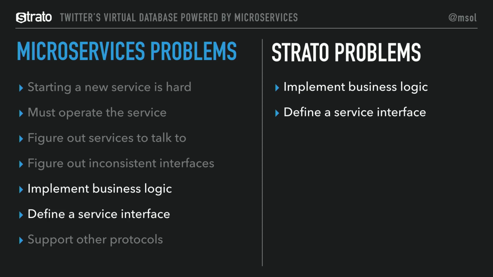You get to focus on implementing your business logic and defining your interface, in this case through a simple type definition. That means we eliminated quite a few steps. We don't need to start a new service. We don't need to operate that service. We don't need to do as much work to figure out which services to talk to. We don't need to figure out inconsistent interfaces, because they're predictably generated from types, and batching is handled for you, and errors are always handled uniformly. And we don't need to support multiple protocols, because once we expose type data, it generates APIs automatically based on those types. And that leaves us with the part that really only people can do currently, which is implement business logic and defining what we actually want the interface to look like by choosing types.